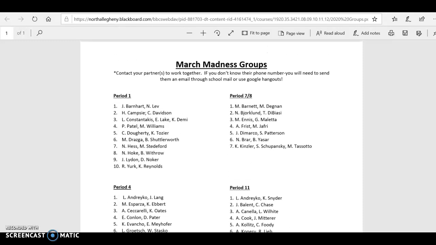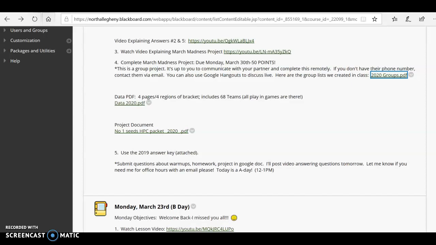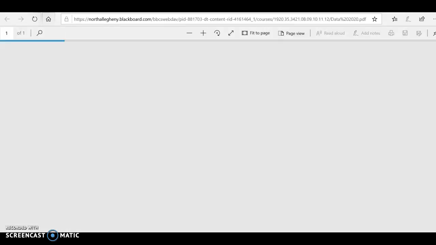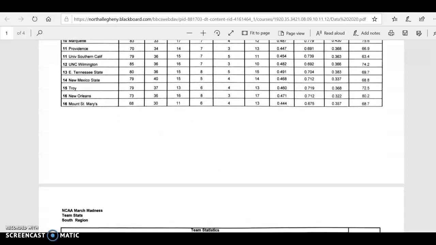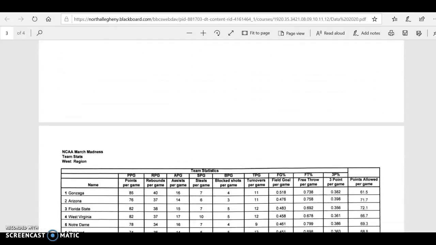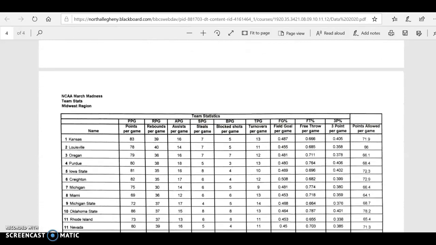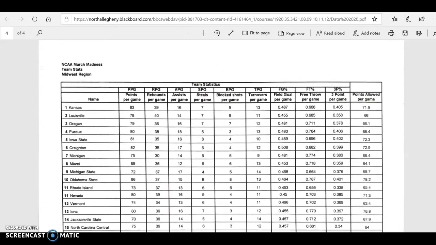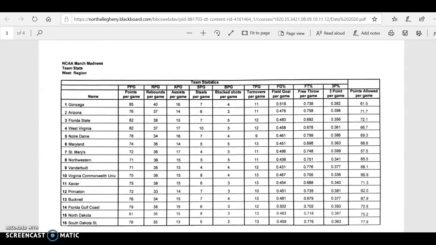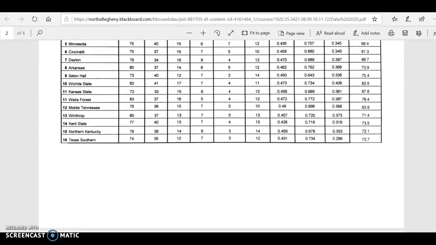And if not, you can email them through Interschool Mail or always use Google Hangouts to talk and communicate with each other, which I'm pretty sure you guys all know how to do. Second of all, you all are going to be using the same data. This is the data from 1 year of the tournament years ago. I just had this saved on my computer, so I pulled it up. And so this is what everybody's going to be using to complete the project.